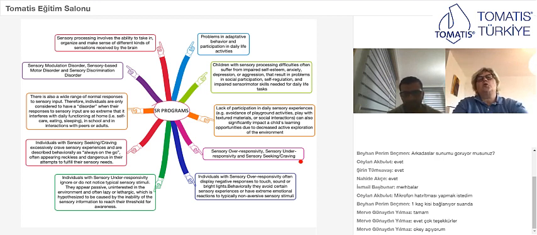So individuals with sensory over-responsivity often display negative responses to touch, sound, or bright lights. Behaviorally, they avoid certain sensory experiences or have extreme emotional reactions to typically non-aversive sensory stimuli.